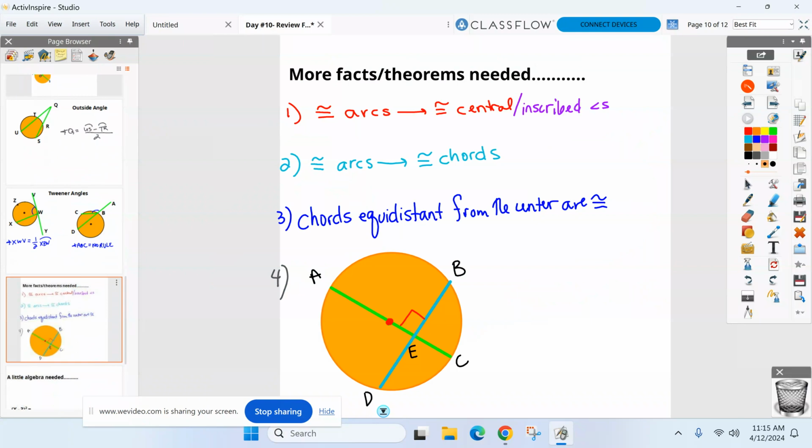We went over this one. It was before break, but if you have 2 chords equidistant from the center, they are congruent, right? If they're the same distance from the center, those chords will be congruent to each other.